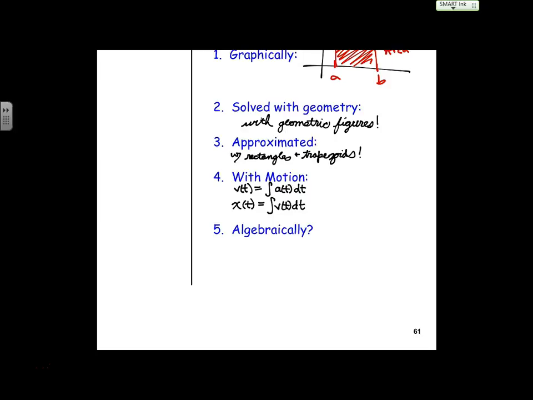Okay. We also know speeding up and slowing down, kind of. But let's not do that right now.